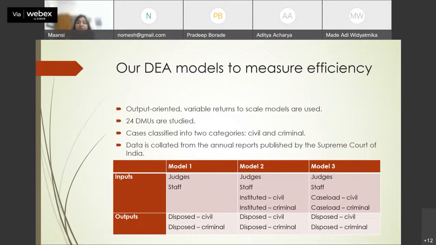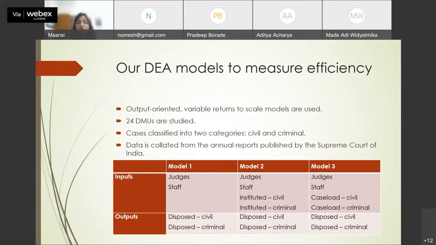So for our case, we've made 3 models. In the first model, we do not consider the inflow of cases at all. We only consider the staff and judges, that is our human resources that are involved in the courts. The outputs are the same for all 3 models, that is the number of civil and criminal cases disposed. For model 2, in addition to judges and staff, we take the number of civil and criminal cases instituted. For model 3, we take the caseload of civil and criminal cases. Caseload, you'll recall, as I said, meant the summation of the cases that are instituted or filed during the year, plus the cases that were pending at the beginning of the year.